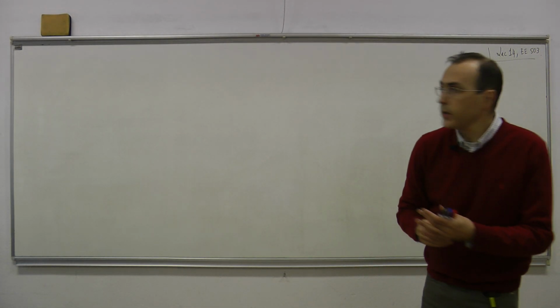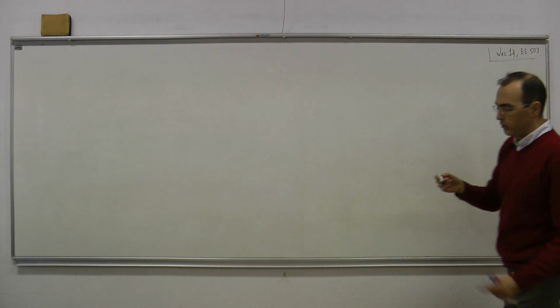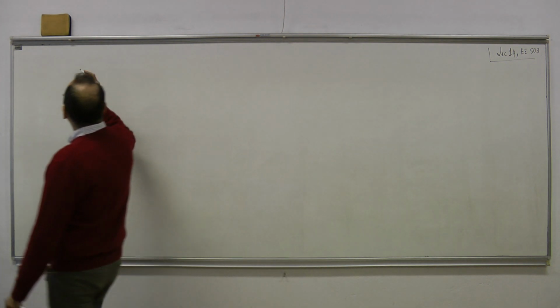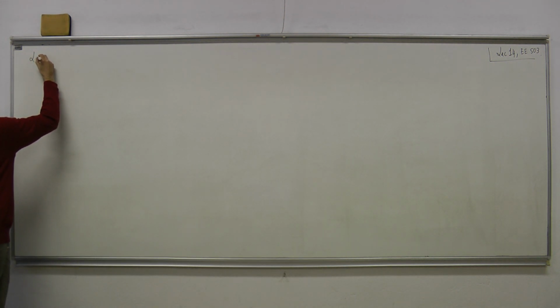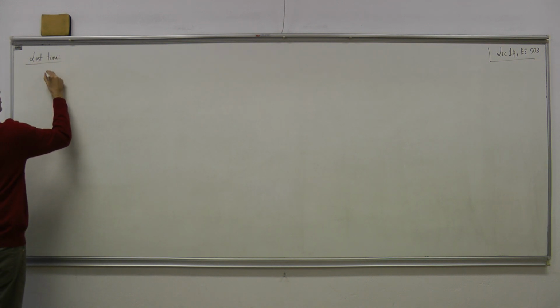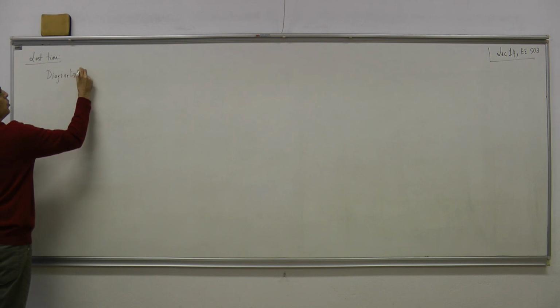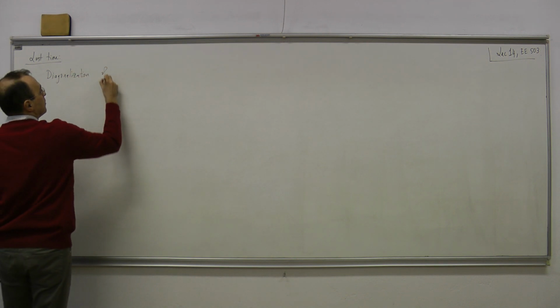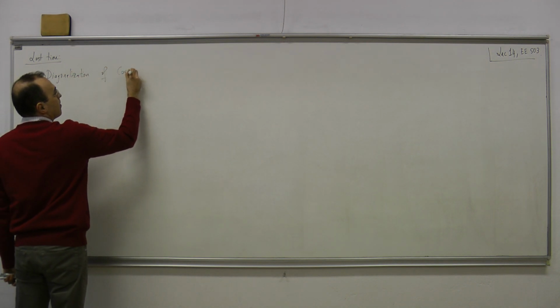So we are starting lecture number 14 of EE 543. So let's remember last time. We have discussed diagonalization of covariance matrices.